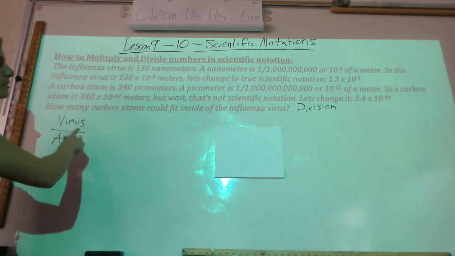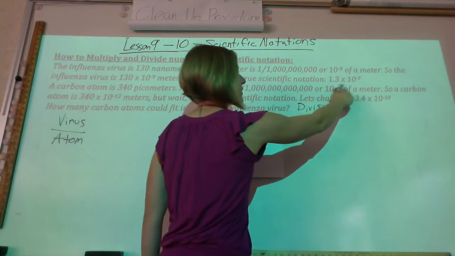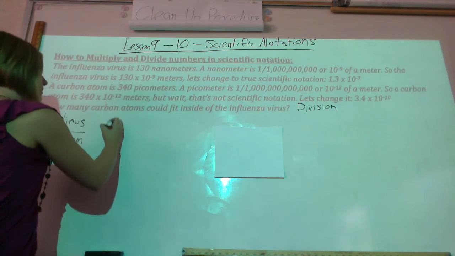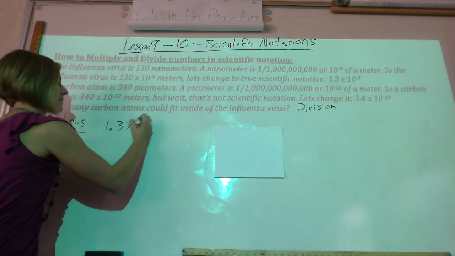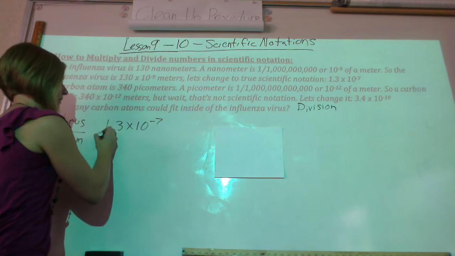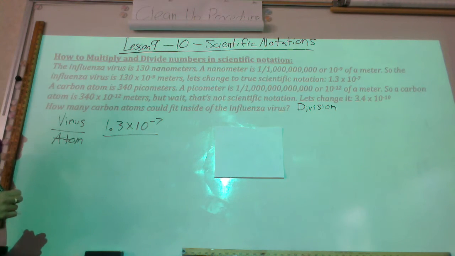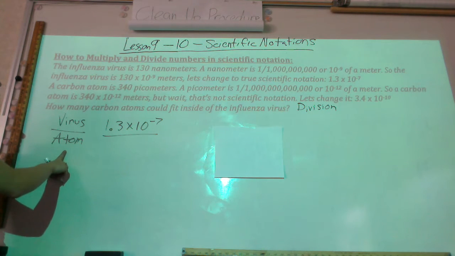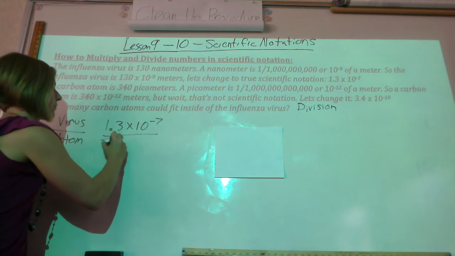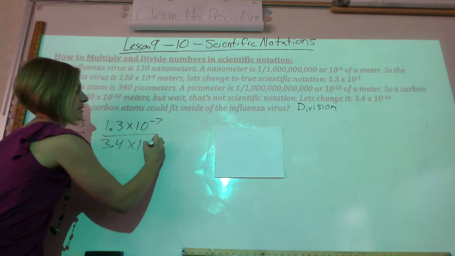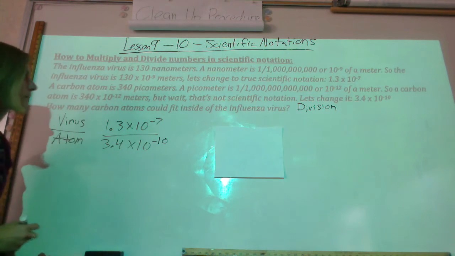So the virus was 1.3 times 10 to a negative 7. So let's write that down. 1.3 times 10 to a negative 7. The atom, the carbon atom, was 3.4 times 10 to a negative 10.